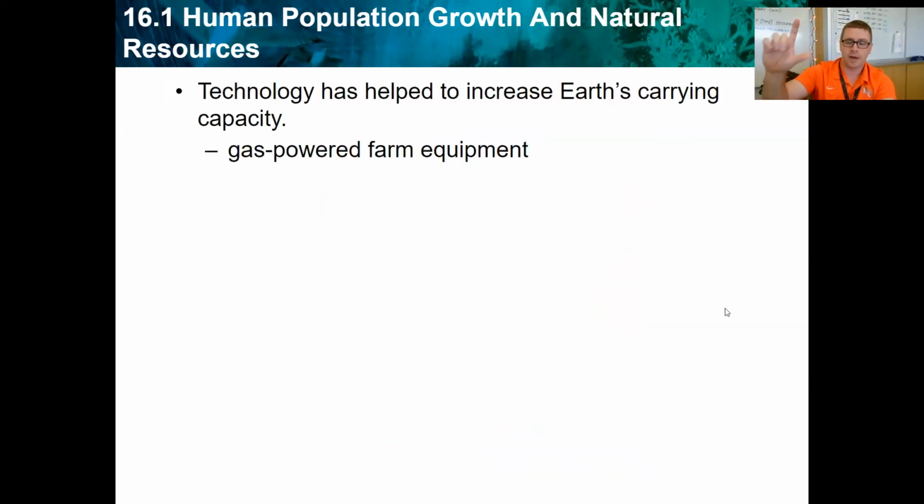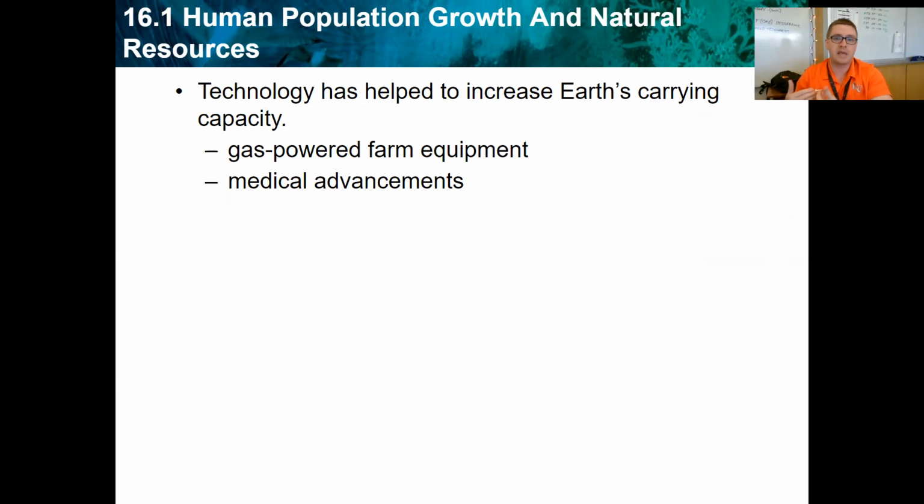These include better farming equipment. We can now grow more food and farm in places we weren't able to before. Then there are increases in medicine. If people are living longer because of increased medical technologies, there are going to be more people staying around for a longer period of time, so our population numbers are going to increase.